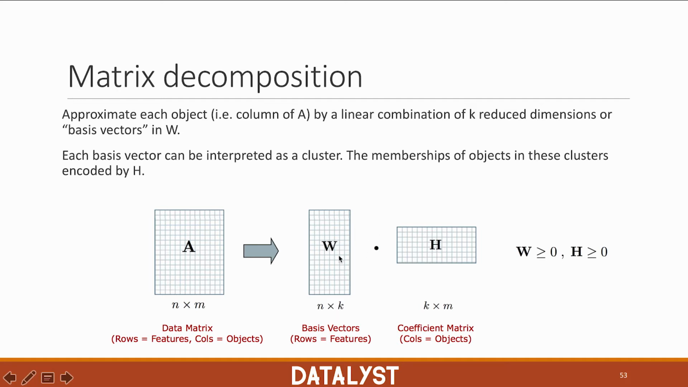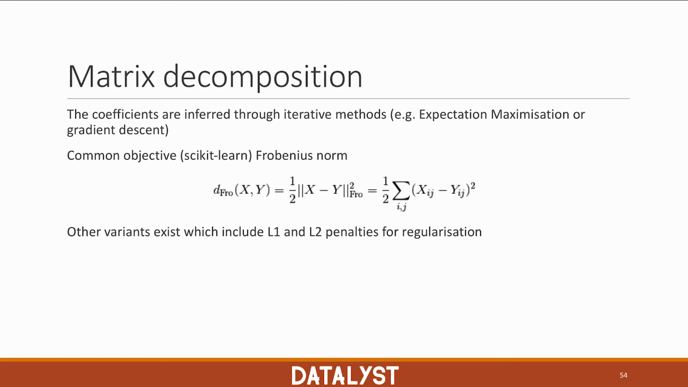Matrix W has a dimension of n times k, where n is the total number of rows or the total number of data points and k is the total number of topics. And we call this matrix the basis vectors matrix. And then we have the coefficient matrix, which has k rows and m columns. And this determines the assignment of each document into a topic. So these coefficients are inferred through an iterative method such as gradient descent or expectation maximization.